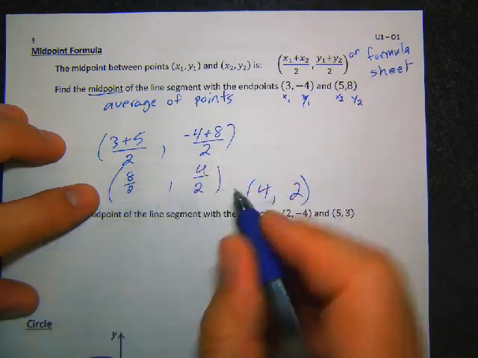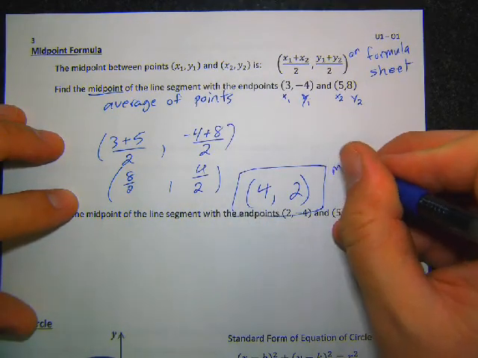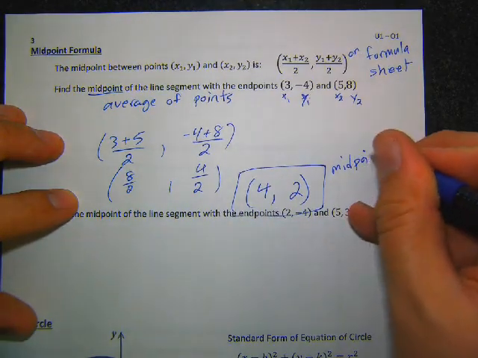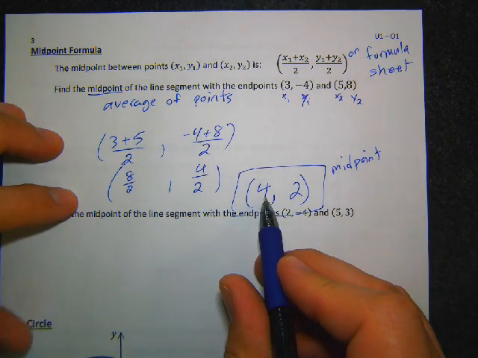I'll just put parentheses around this just so you can see how we got this. But this is our answer right here. This is the midpoint. And again, it's literally halfway between. You think about 3 and 5. What's halfway between? Well, 4 is halfway between 3 and 5.